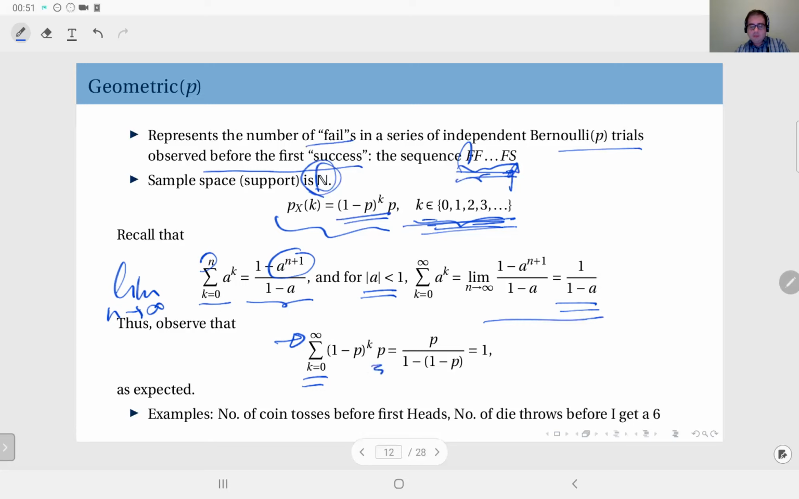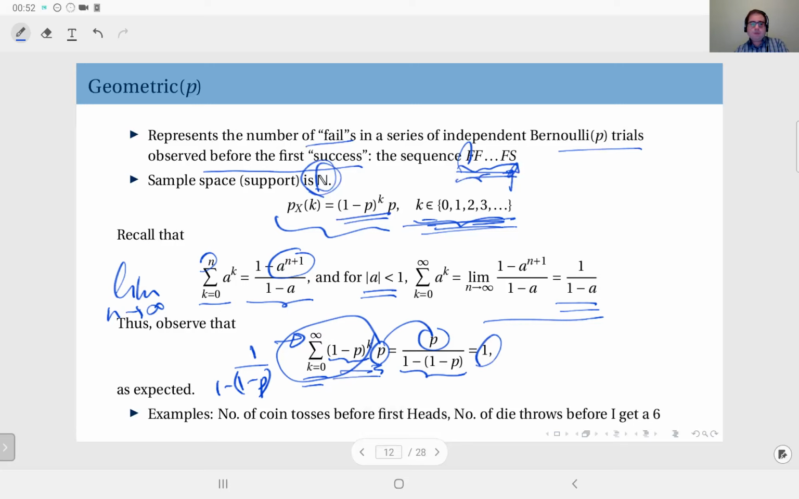Okay, so p here stays constant. It doesn't depend on k, so I can pull it out of the summation. But the summation will give me 1 over 1 minus (1 minus p), 1 minus whatever you have here. So you have this term here, and this p comes to here. You see 1 minus (1 minus p) gives me p. So p divided by p is 1, as expected. So this is the sum of all probabilities in the geometric distribution.